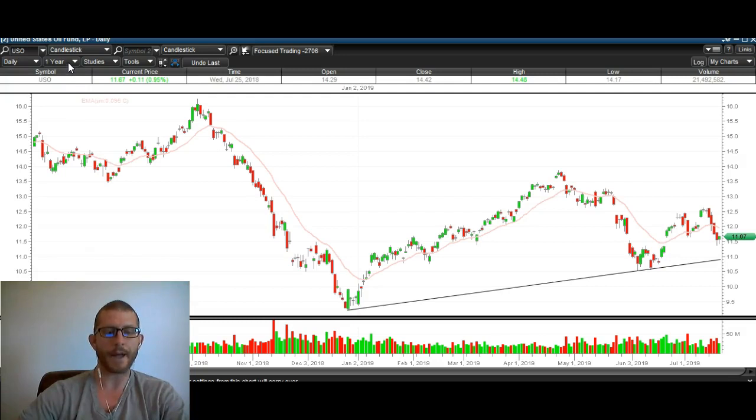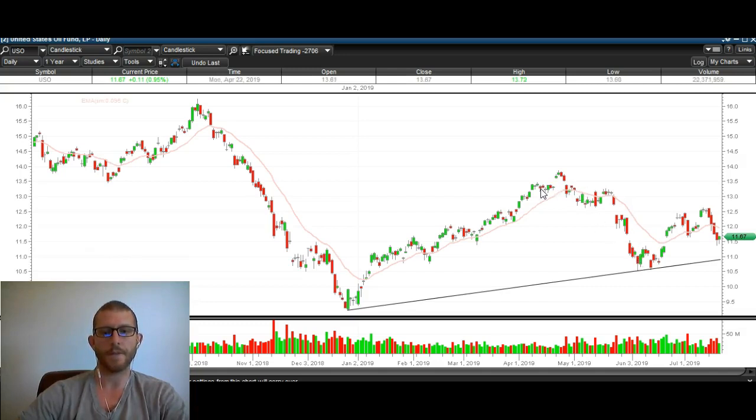Obviously, if you kind of back up oil and look at an even longer term picture, we are still in a pretty major downtrend, but I think this is the formation of a bottom that we're seeing right here, especially because we saw this down move.